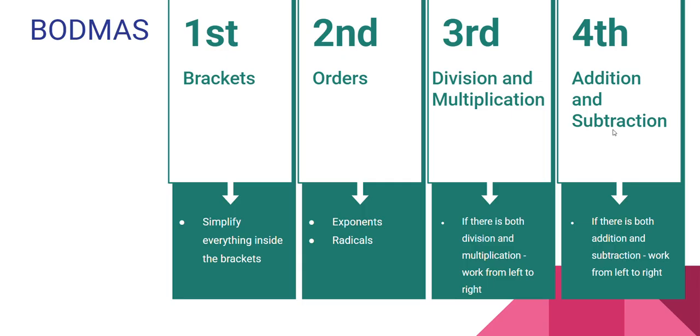In this video we're going to look at what BODMAS is and what it means, and how we have to do brackets first, then do my orders. What are orders? Orders are all your exponents and your radicals. These are your square roots, your cube roots, and so on. And then we're going to move on to the division and multiplication, and lastly the addition and subtraction. So that's what this video is going to be about. So let's jump right into it.